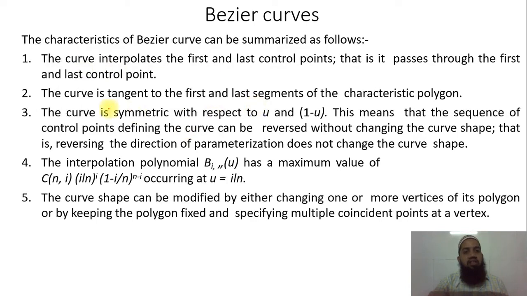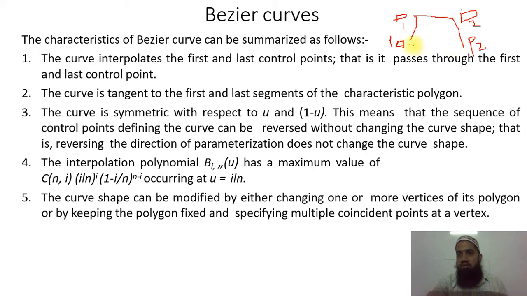The second characteristic: the curve is tangent to the first and last segment of the characteristic polygon. As we have already seen, we have this point, this point, this point and this point. This point is P0, this point is P1, this is P2, and this is P3. This dotted line is there.